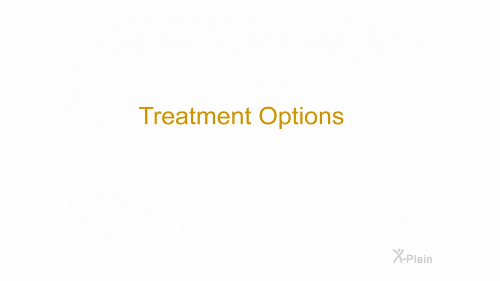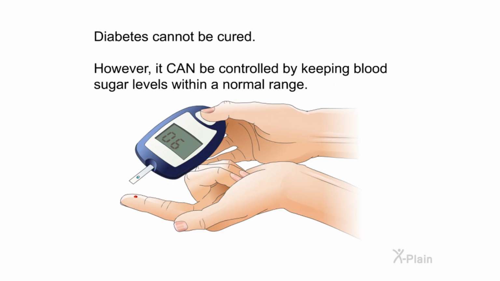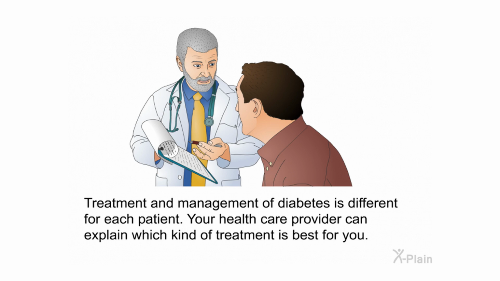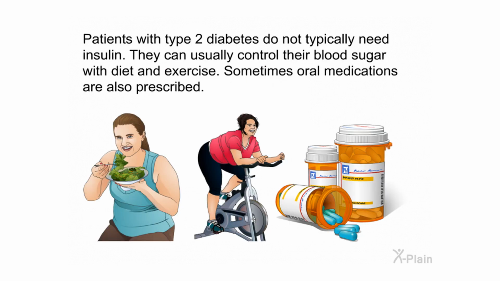Treatment options. Diabetes cannot be cured. However, it can be controlled by keeping blood sugar levels within a normal range. Treatment and management of diabetes is different for each patient. Your healthcare provider can explain which kind of treatment is best for you. Patients with type 2 diabetes do not typically need insulin. They can usually control their blood sugar with diet and exercise. Sometimes oral medications are also prescribed.